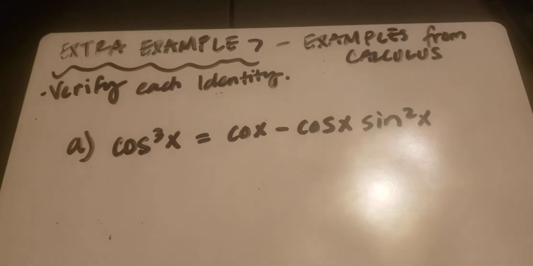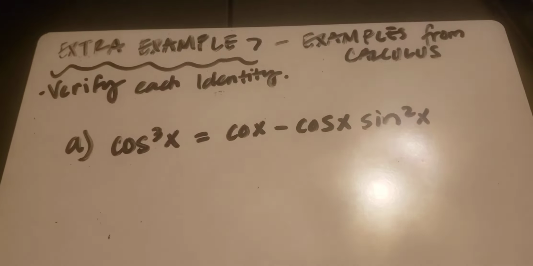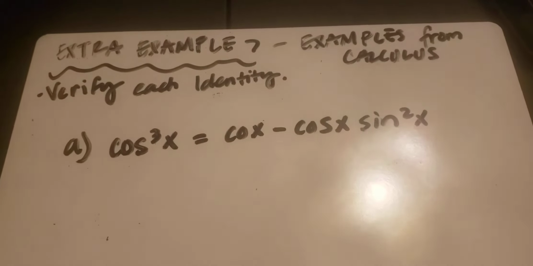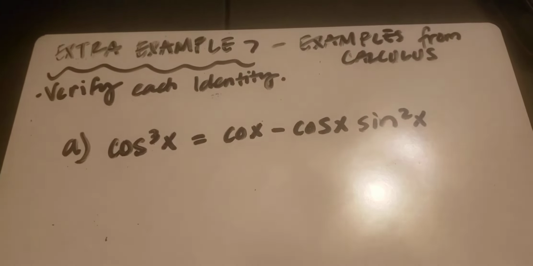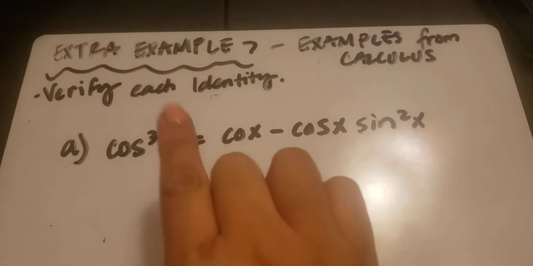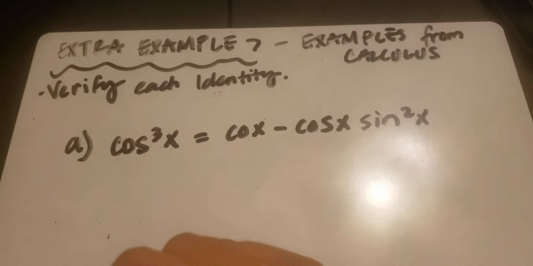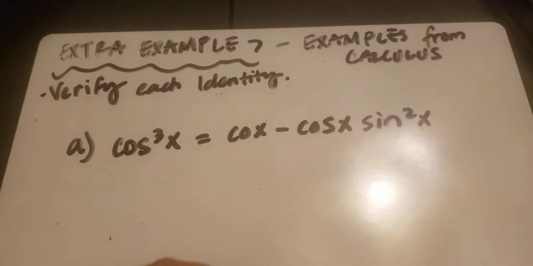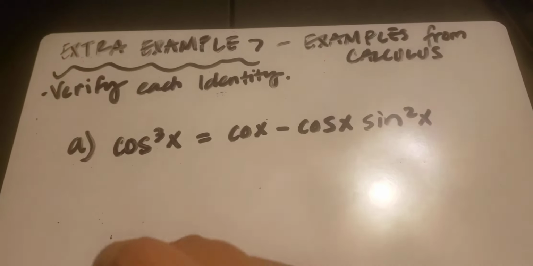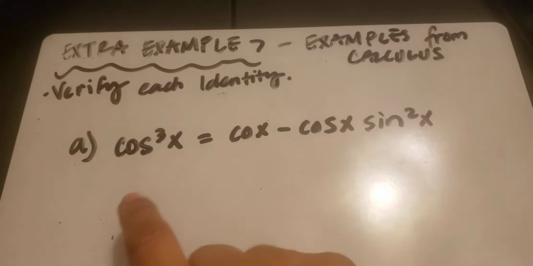All right, boys and girls, now we're going to move on to the last section, example 7. This is going to be the last example, but I'm going to give you two, okay? So these are examples from calculus. So we want to verify the identity, so same thing that we've been doing, okay? Again, you're using your identities, and just so you know, answers will vary, okay? There's more than one way to do this.